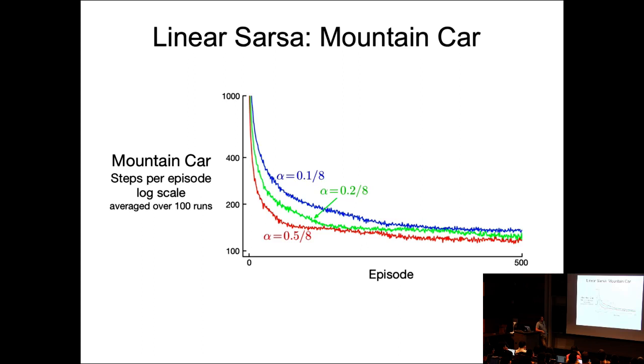Okay, so here's an example of steps per episode in a log scale. It's a lot of episodes, averaged over 100 runs. So, for each episode, you averaged over 100 runs. And as the number of episodes increases, you basically converge to some value.